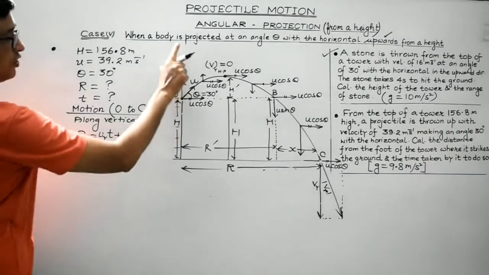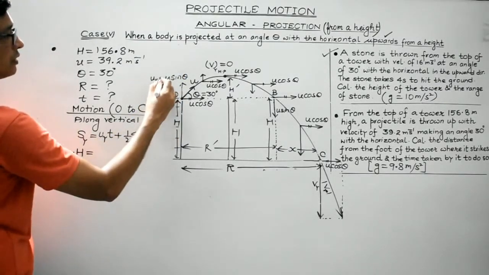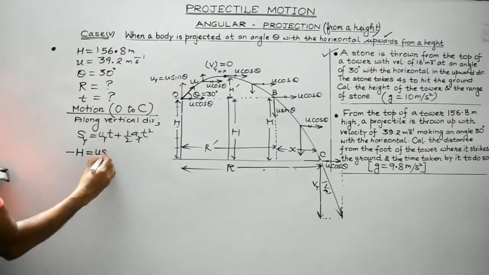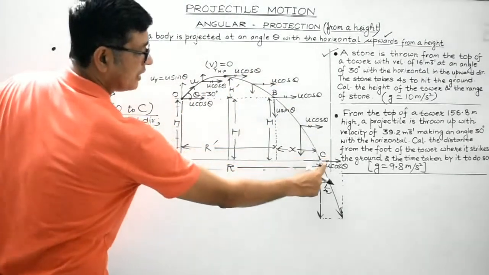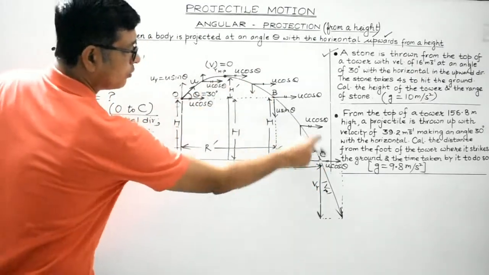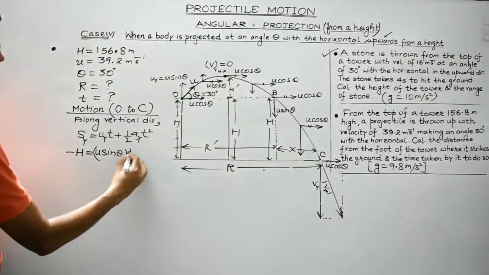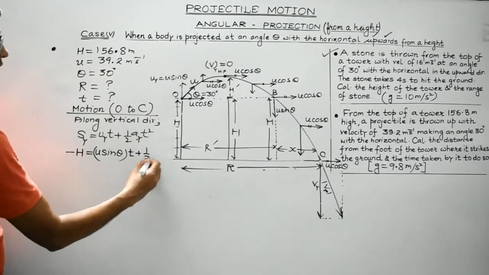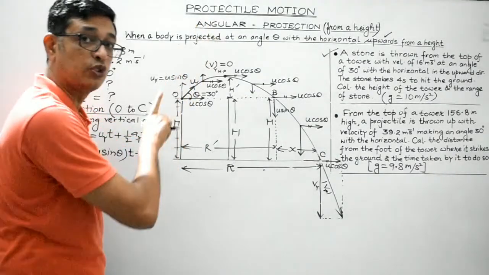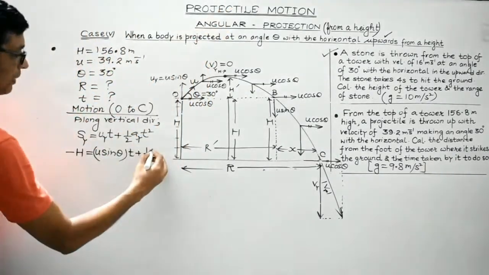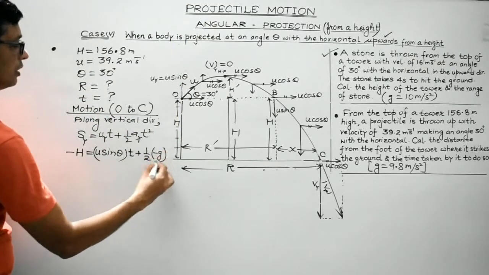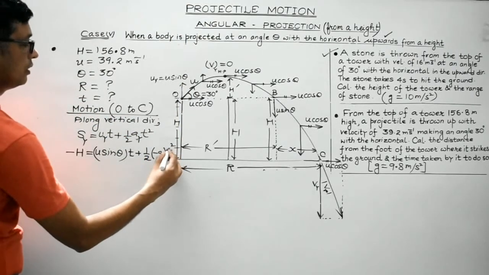What is uy? Initial vertical component of velocity. It is u sine theta. t is the total time taken by the projectile to move from O to C, plus half ay. Students, initially the projectile is moving upward, so ay is minus g, and then t squared. Right?